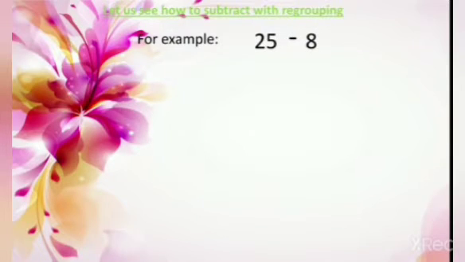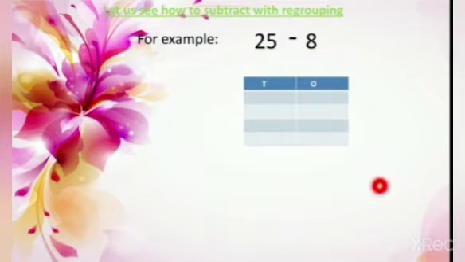First we will write these numbers in the correct column. Here is the column of tens and ones. So we write 2 in the tens column, 5 in the ones column. Then we will write 8 in the ones column because it's a single digit number. Now we will use the sign of minus. It's a subtraction. Now we will start from the ones column.